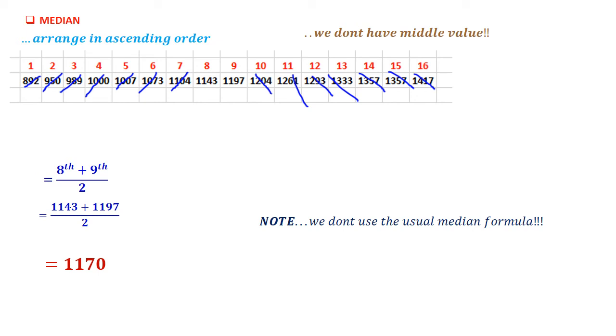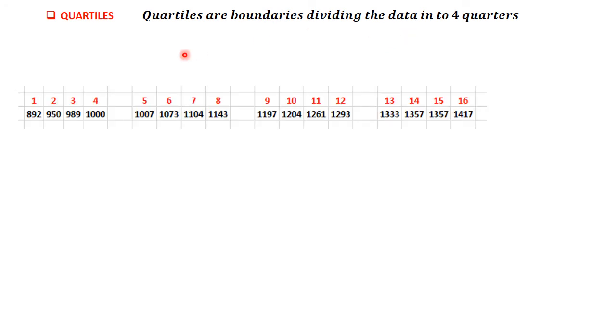Now we go to the last concept, and it's quartiles. Quartiles are very much related to the median, and so we begin by saying this: the quartiles are boundaries dividing the data into 4 quarters. All right, and this array here clarifies that point. And these are the towns.